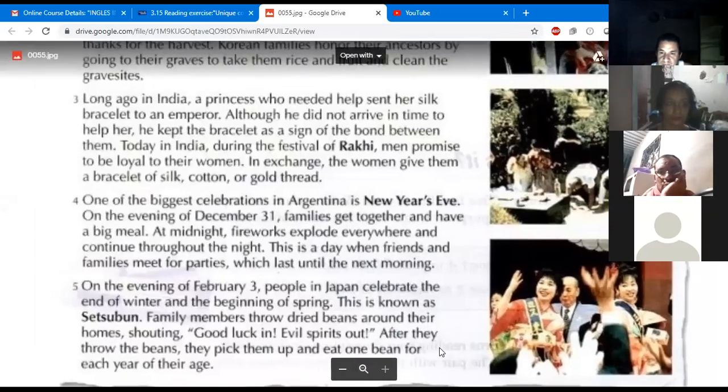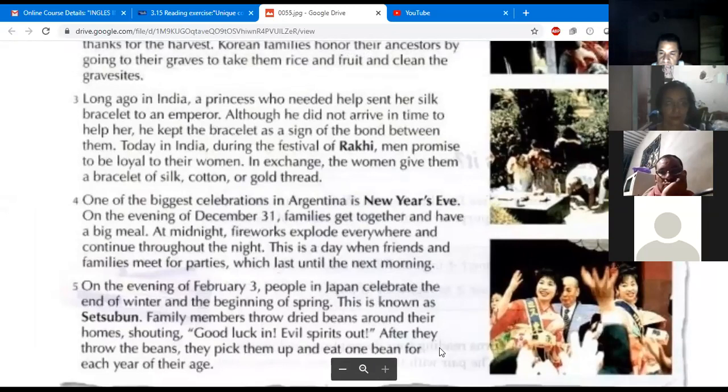Okay. On the evening of February 3rd, people in Japan celebrate the end of winter and the beginning of spring. This is known as Setsubun. Family members throw dried beans around their homes, shouting, "Good luck in! Evil out!" After they throw the beans, they pick them up and eat one bean for each year of their age.